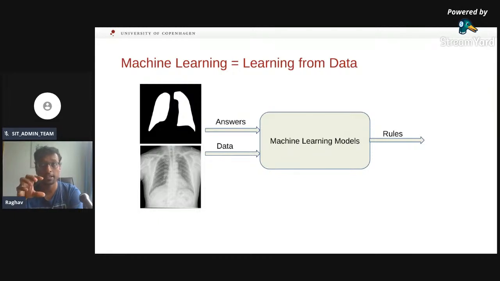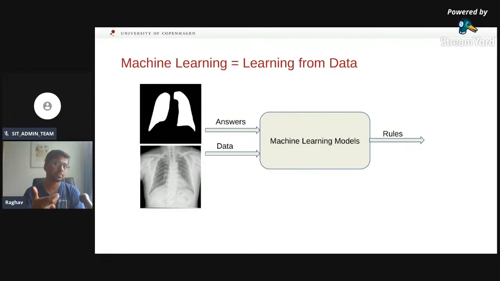ones. So in machine learning, this is a very small subset, but for the scope of our talk, I think this definition is sufficient. You don't tell what the decision rules are. You don't tell the model that it's looking for dark regions which look like lungs. So what you do is you give a bunch of examples of both the input and the output. You give the question and the answer and then ask the model to figure out what the rules are.